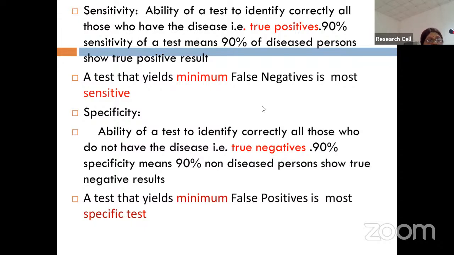That is true positive. While specificity means the ability of the test to diagnose true negatives, means those who are not having the disease. A test is 90% specific. It means 90% of persons showing negative result for that test are not having the disease. That is the meaning of true negative. Disease is absent and test is negative. So specificity measures the true negatives while the sensitivity measures the true positives. A test which yields minimum false positives is a more specific test.